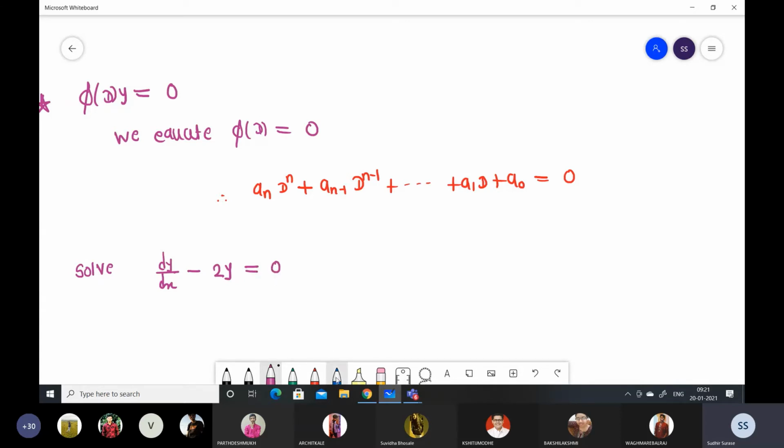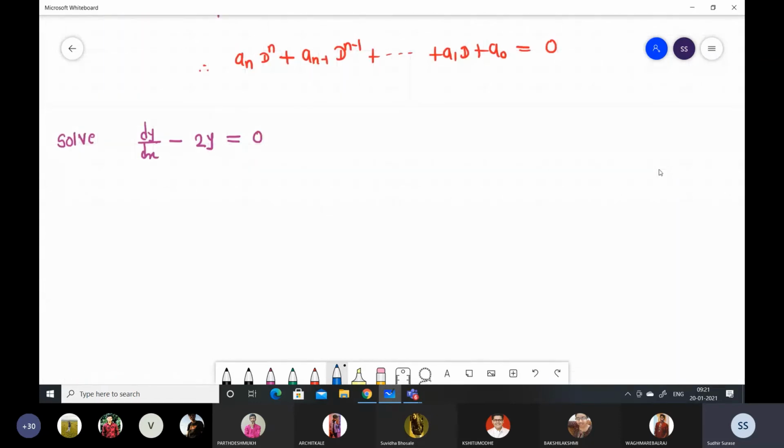Okay, now our aim is to solve this differential equation. Now you will say, sir, we can do the variable separable and then we can have the solution. Okay, so let's do it with the help of variable separable and then I will explain you. No need to solve it by variable separable.